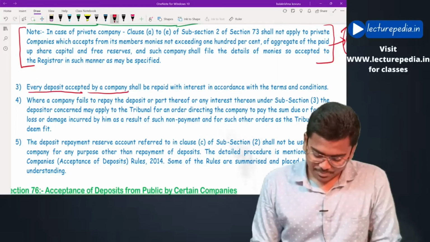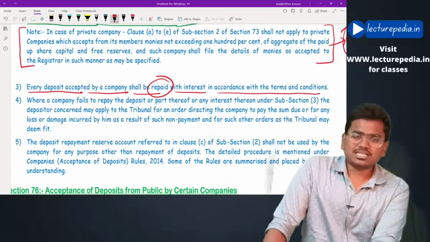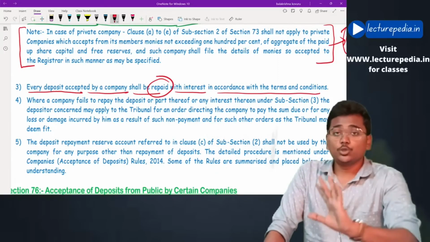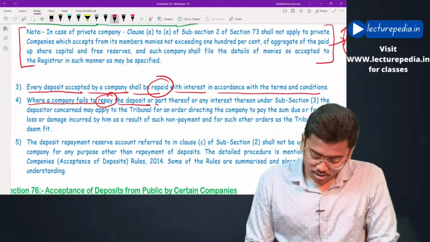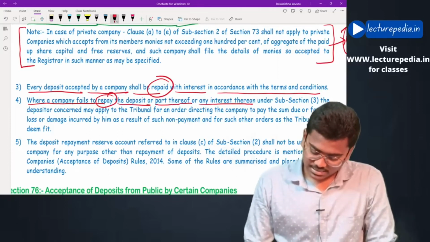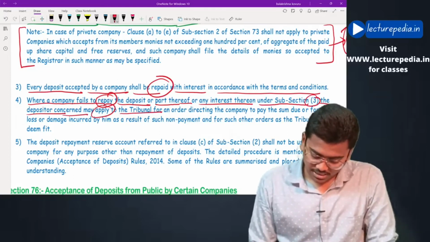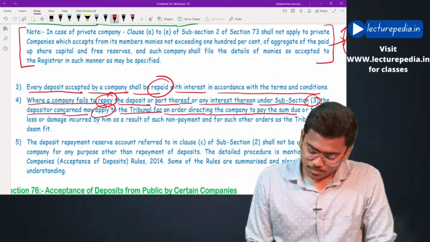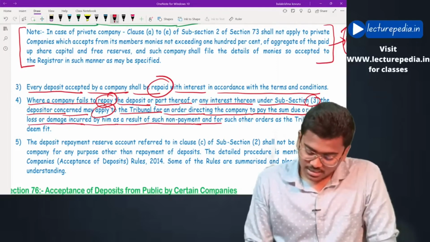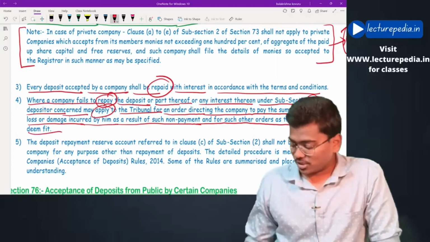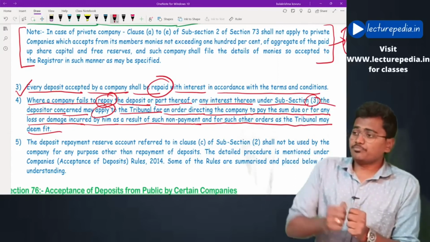Every deposit accepted by company shall be repaid with interest in accordance with the terms and conditions. Okay, all the deposits accepted by the company must be repaid within the due date as per the terms and conditions. Where a company fails to repay the deposit or part thereof or any interest thereon under subsection 3, the depositor concerned may apply to the tribunal for an order directing the company to pay the sum due or for any loss or damage incurred by him as a result of such non-payment, and for such other orders as the tribunal may deem fit.